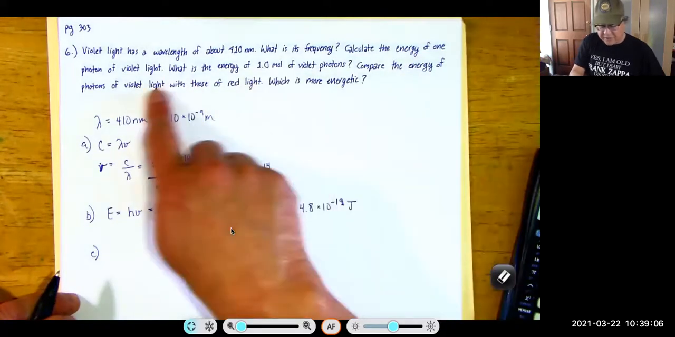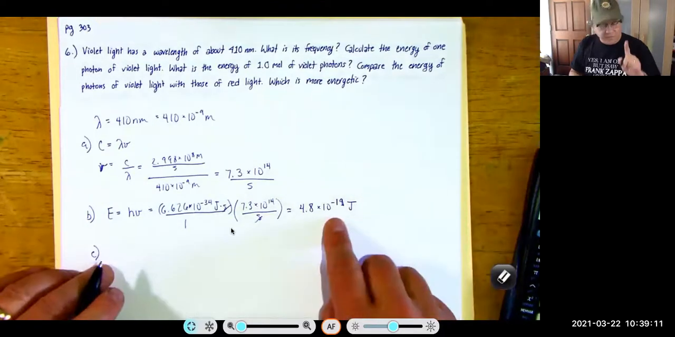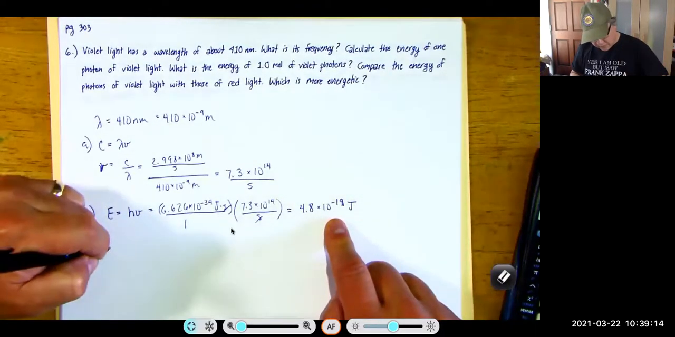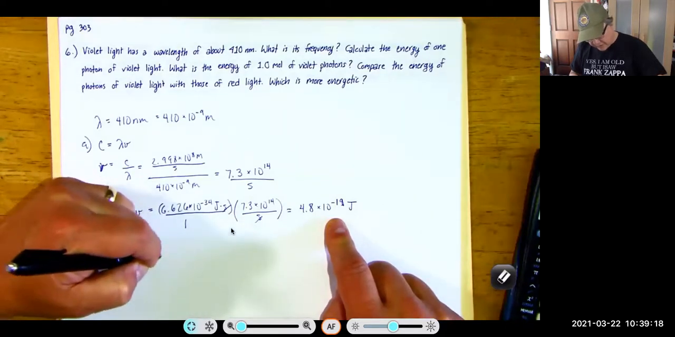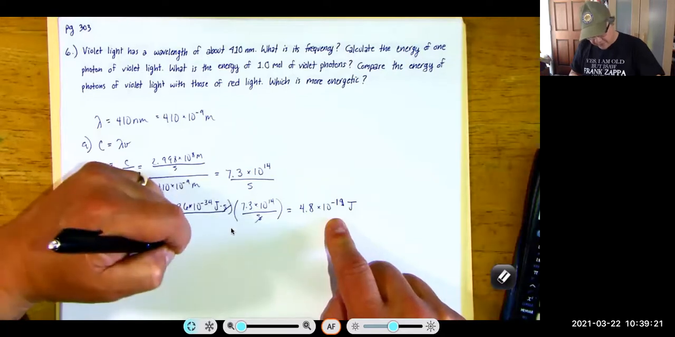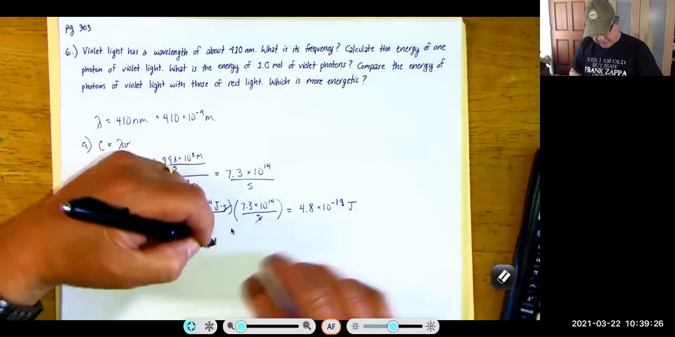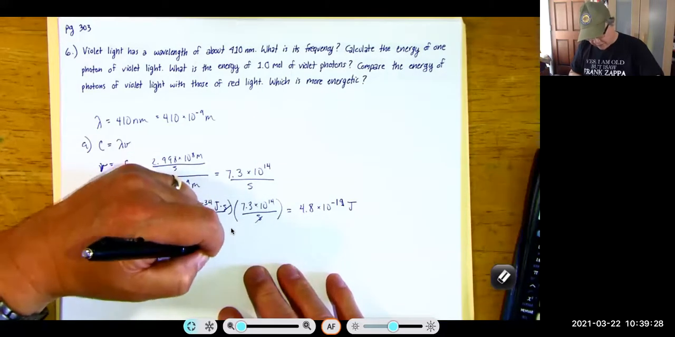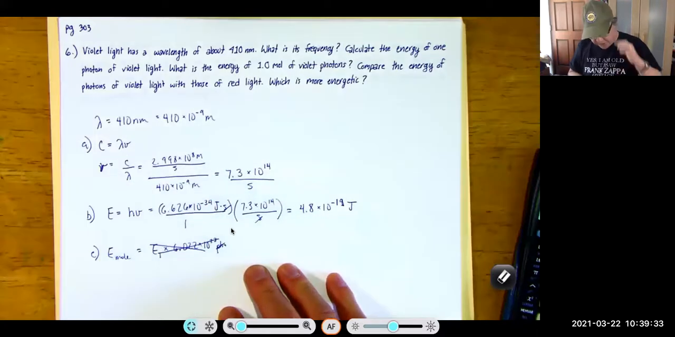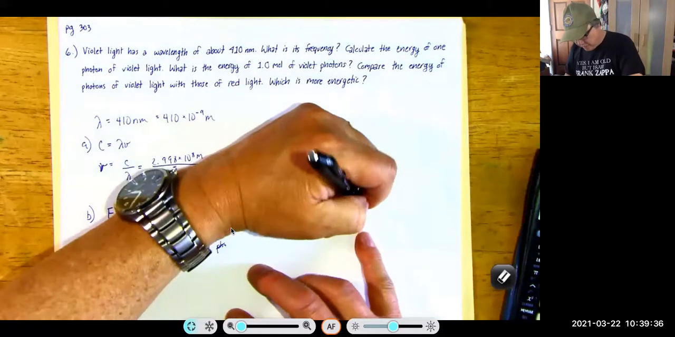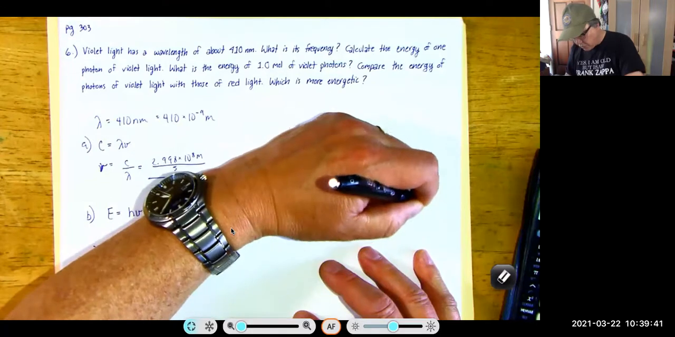Part C. What is the energy of 1 mole of violet photons? Well, this is the energy per 1 photon. So 1 mole is going to be the energy of 1 times 6.022 times 10 to the 23rd. And that would be photons per mole, actually. So I'm going to say this is the 4.8 times 10 to the minus 19 joules per 1 photon.